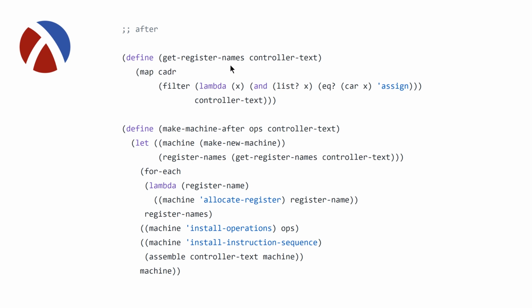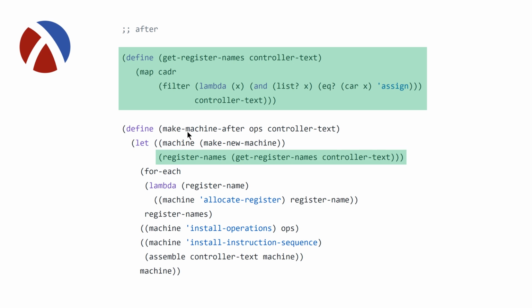And then we need a get register names procedure that basically does the following. It filters out all of the instructions from our controller text. The way you do that is just by checking, is it a list? And if so, is the first element of that list equal to assign? So filter those out from controller text, and then map cadr, which is basically the second element of these assign sub-expressions, and that is going to be the name of each of the registers. Once we do that, we just need to put that inside the let expression of our new make machine, and then instead of passing in register names, you just assign register names by the result of this expression. And if you do that, it should work.